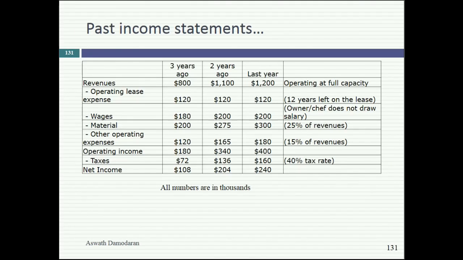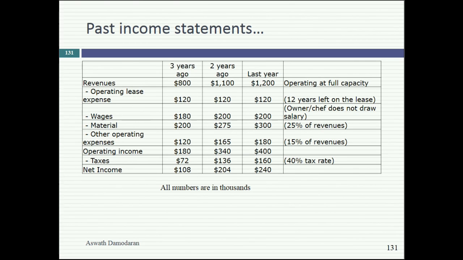So if you look at the last 3 years, this is what the numbers look like. My revenues are growing. Last year I had 1.2 million in revenues. So there's my operating income and my net income. It looks like a pretty profitable restaurant. The only problem is I don't draw a salary because I own the restaurant. I'm a French chef. You're going to buy the restaurant. So tomorrow what's going to happen? I'm going to be gone and you're going to be the new chef.